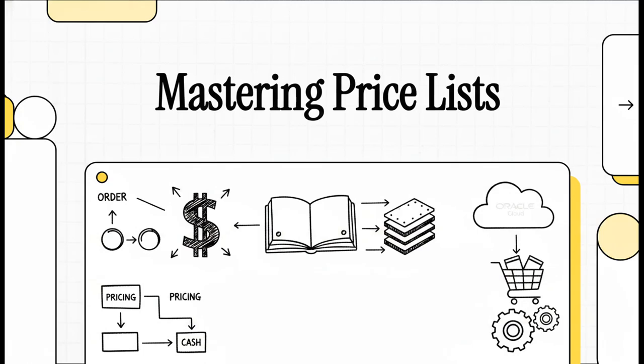Welcome to this explainer. Today we're zeroing in on an absolute foundational pillar of enterprise architecture. Think of this session as your personal masterclass on the Oracle Order-to-Cash pricing engine. Because honestly, whether you're setting up a brand new catalog from scratch, or you're just trying to untangle some really complex pricing logic, getting your price lists right in Oracle Cloud Order Management is absolutely critical. So let's just dive right into it.